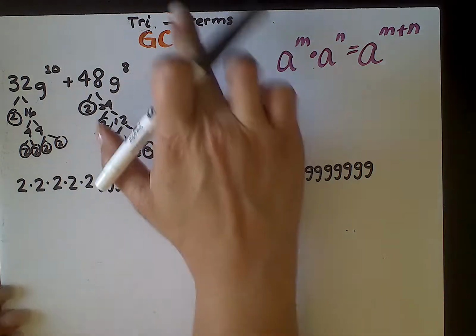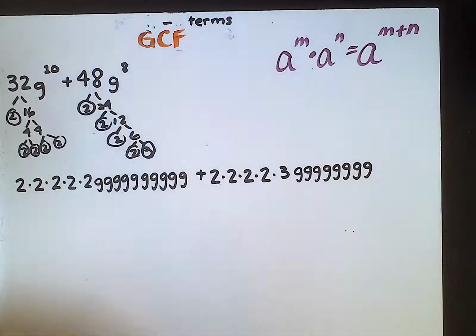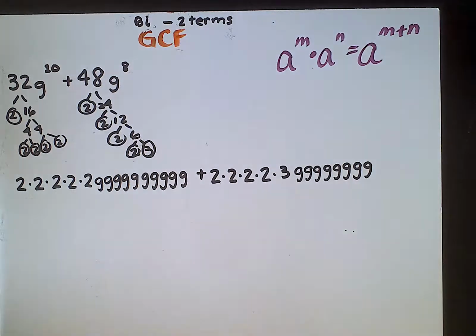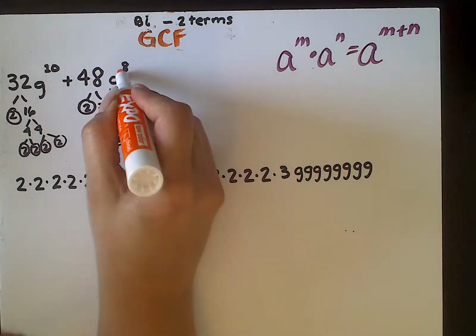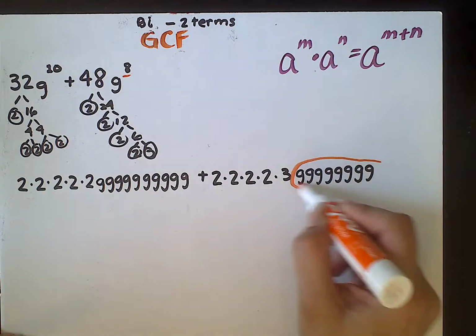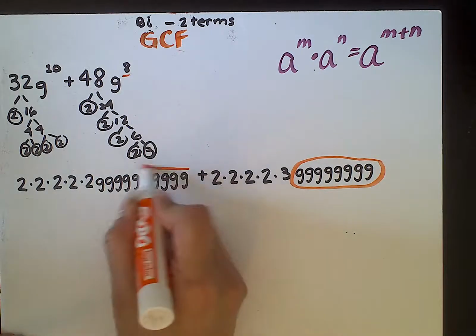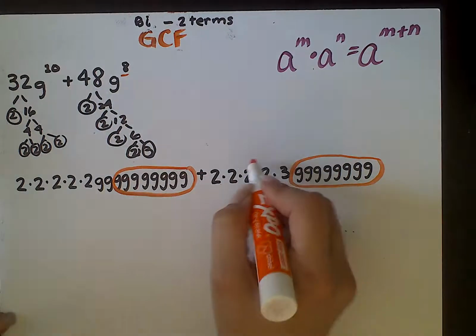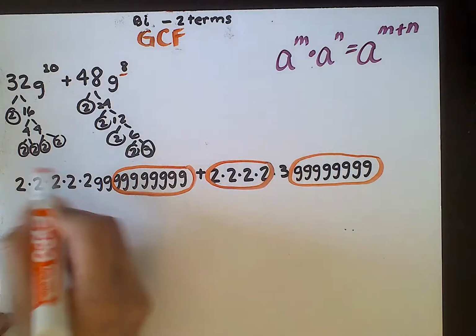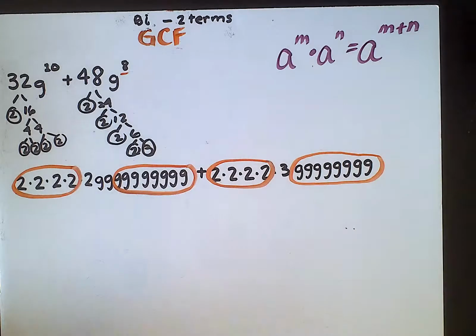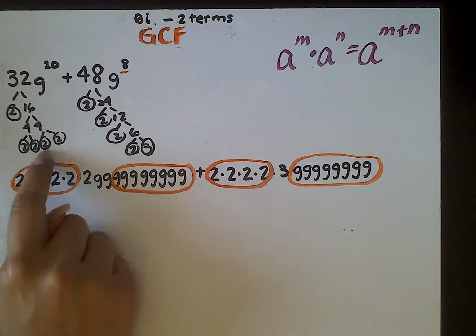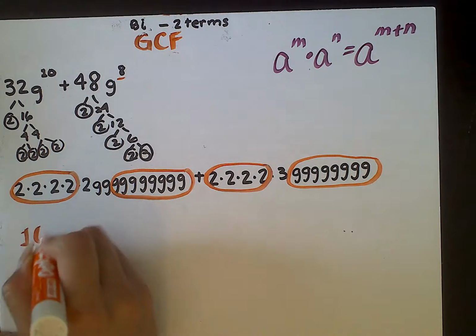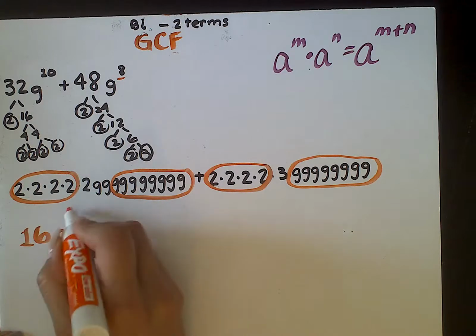Now, this one is a binomial, so that means I should have 2 terms. And if I take a look here, g to the 8th power is my smallest exponent. So I can take out 8 g's from both sides. Now I can also take out 1, 2, 3, 4 2's, which 2 times 2 times 2 times 2 is 16. So that means my GCF is 16g to the power of 8.